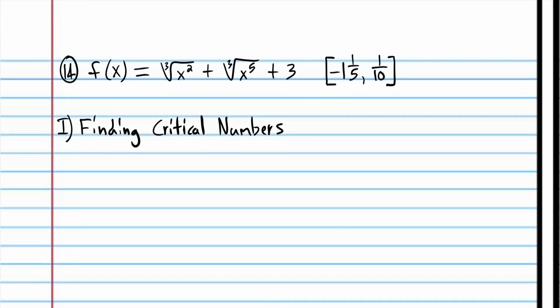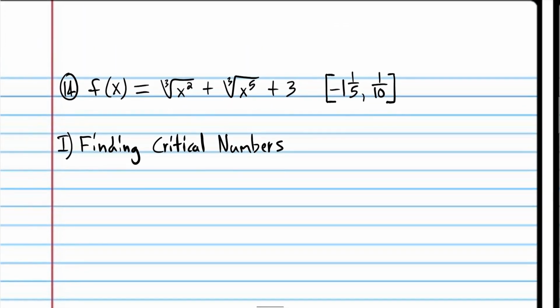So I want you to enter this into your calculator, and again, what we're trying to do here is find the biggest y value of this function between x equals -1 1/5 and x equals 1/10. What is the biggest output of this function between the x values -1 1/5 and 1/10, inclusive? We're including the actual bounds themselves because we have brackets.